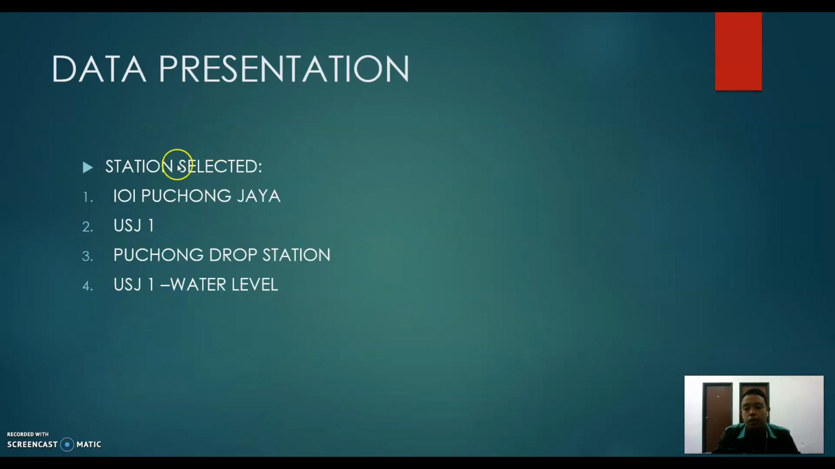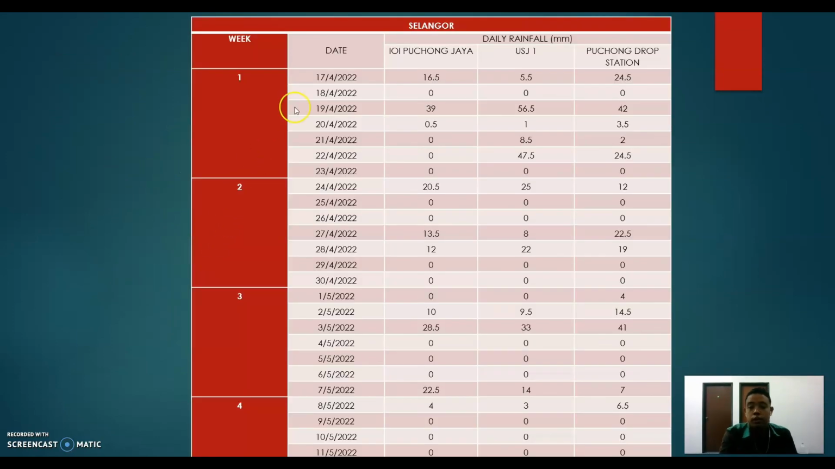Okay, the stations selected: you can see the three above are for the rainfall data, and the one is for the river data. In this table, you can see the data collected over 4 weeks, these are the dates, and these are the 3 rainfall stations, which are Ayuni, HAQIMI, and Road station. The data collected are in millimeter.